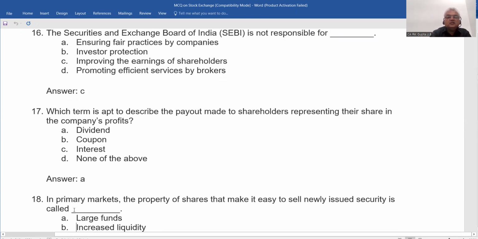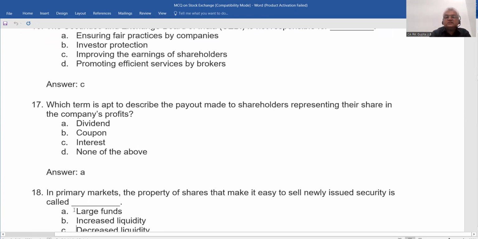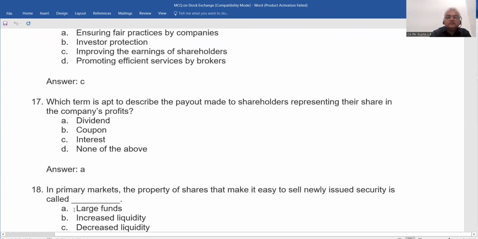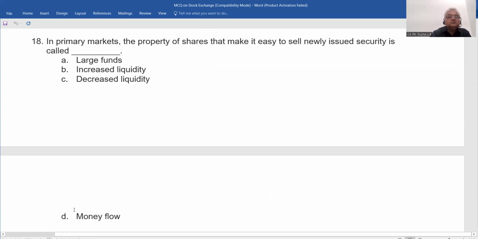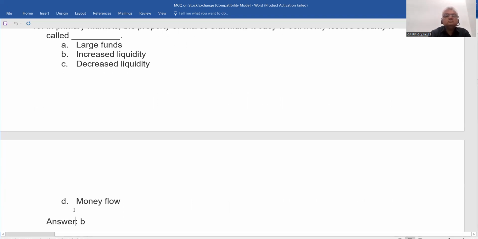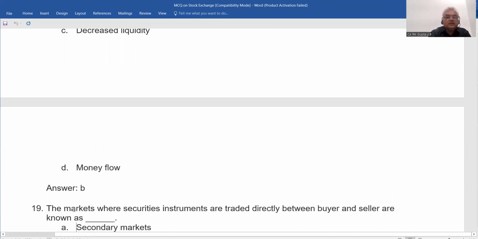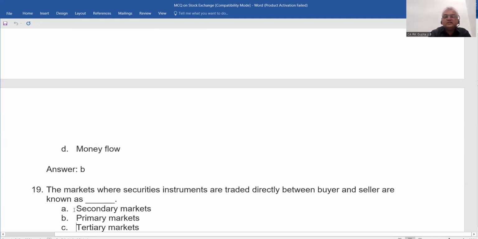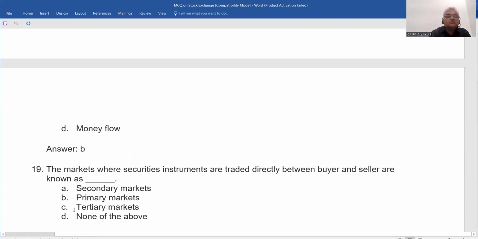In primary market, the property of shares that makes it easy to sell newly issued equity is called, क्या कहते हैं इसको? Large funds, increased liquidity. Increase liquidity. Yes. The markets where securities instruments are traded directly between buyer and seller are known as secondary market.